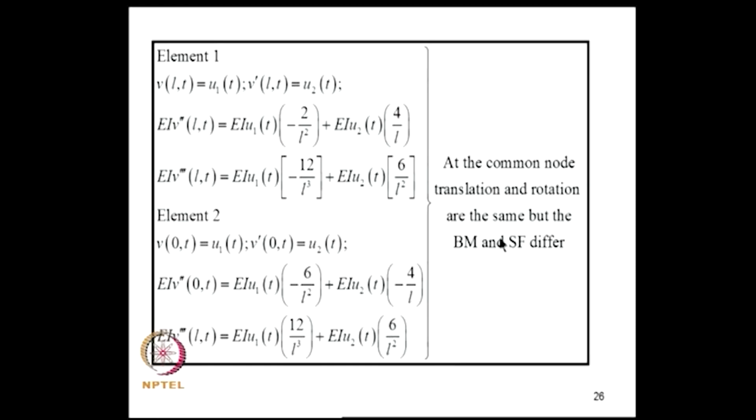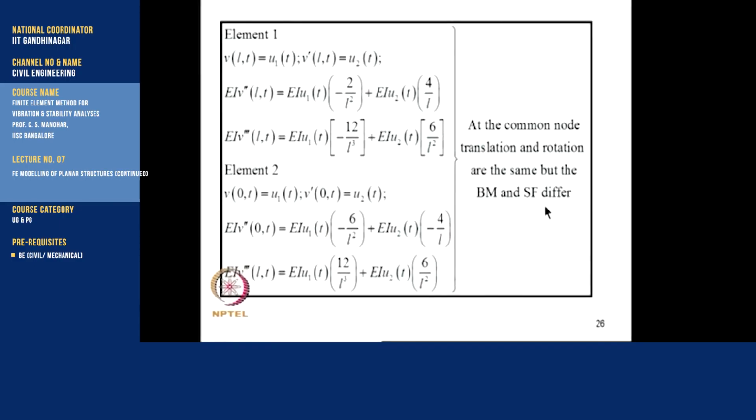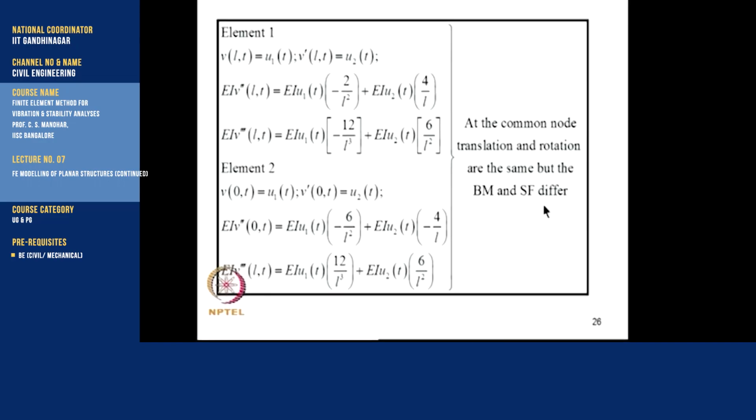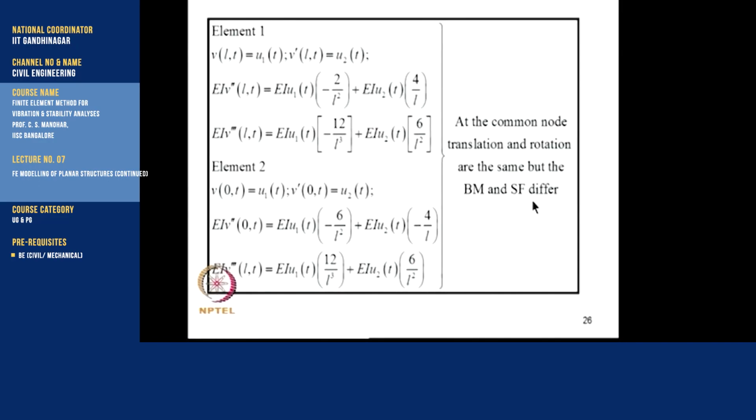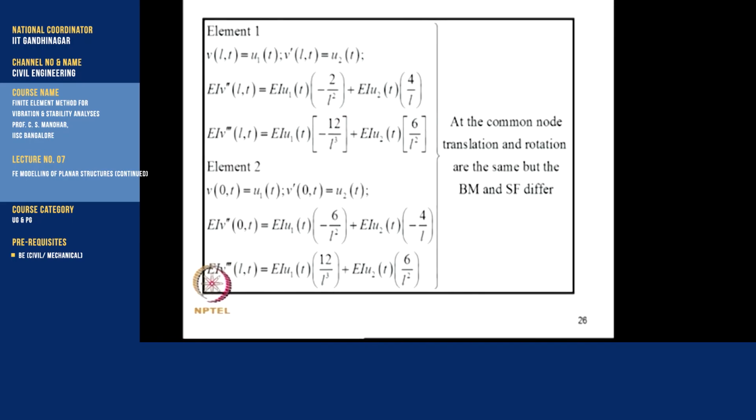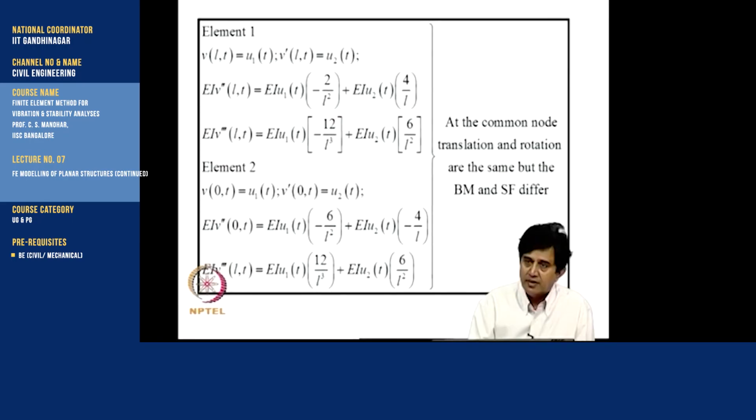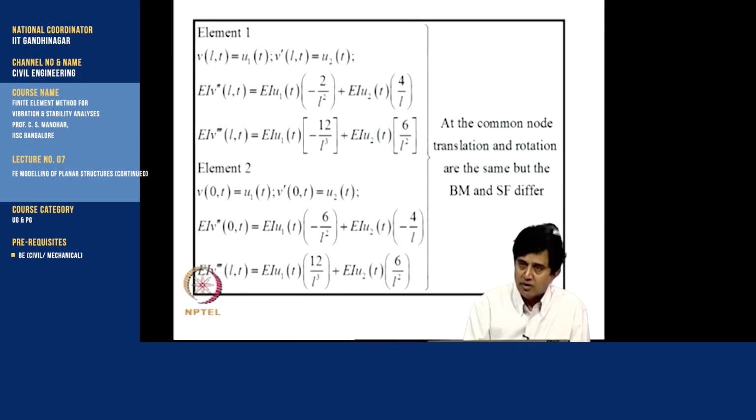So, at the common node, translation and rotation are the same, but the bending moment and shear force differ. If you now compute bending stress and shear stress, you will get different answers at the common node depending on how you are viewing that point, either as a member of element 1 or a member of element 2. This again points towards one of the limitations of the finite element method, the kind of approach that we are taking, displacement based finite element method, which introduces discontinuities in quantities which in reality are not discontinuous.